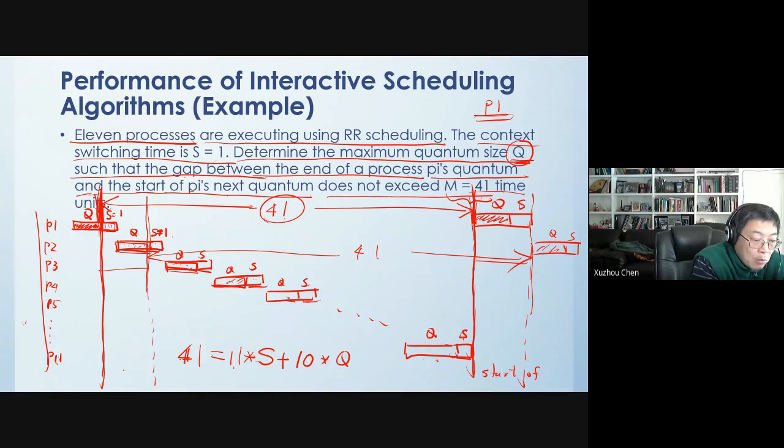Now you know the context switching is 1, so you can replace S with 1. Okay, so now you have 40. So I can basically replace these, replace S with 1.